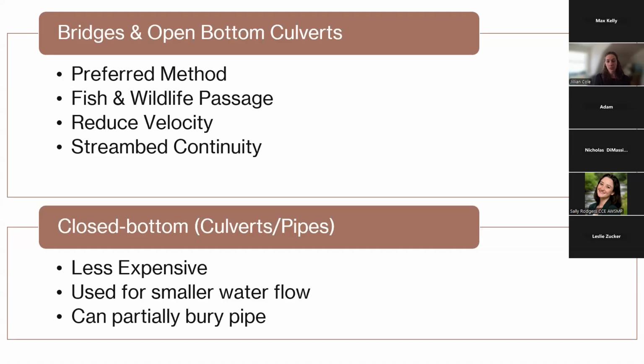If you're using a pipe, you can oversize it and then partially bury it to get that stream bed material in the pipe as well. So that's something to consider for design if the design does call for a pipe.